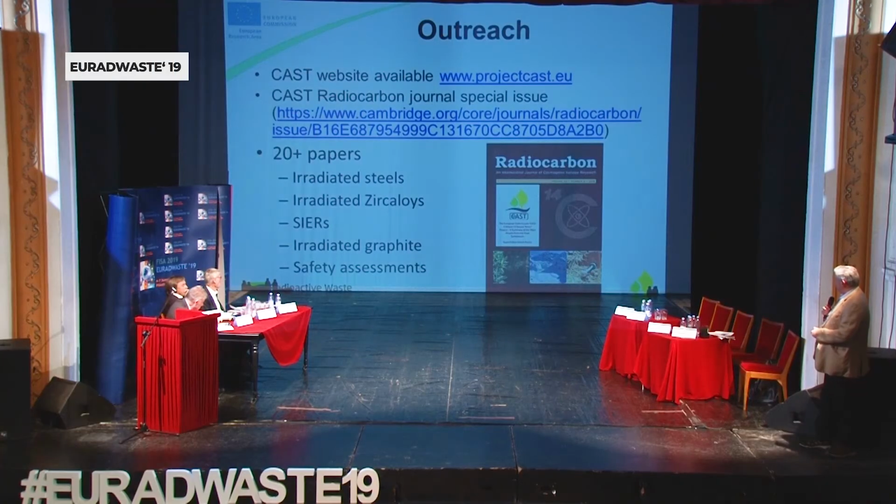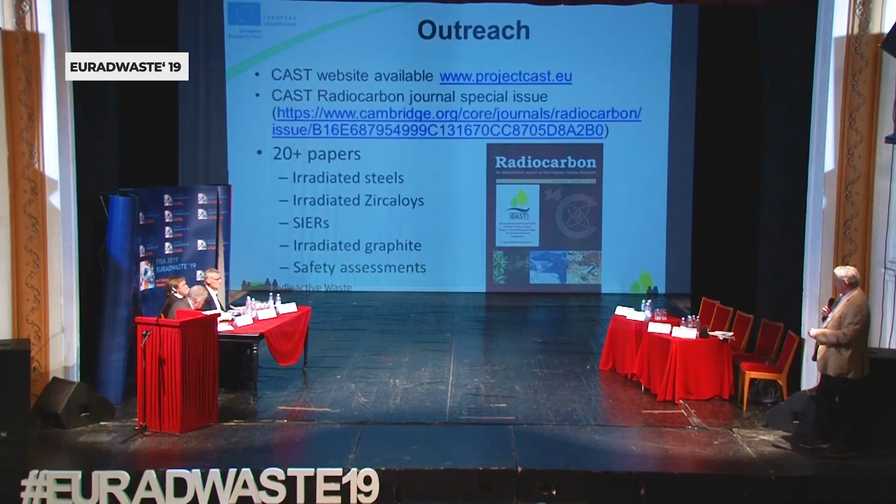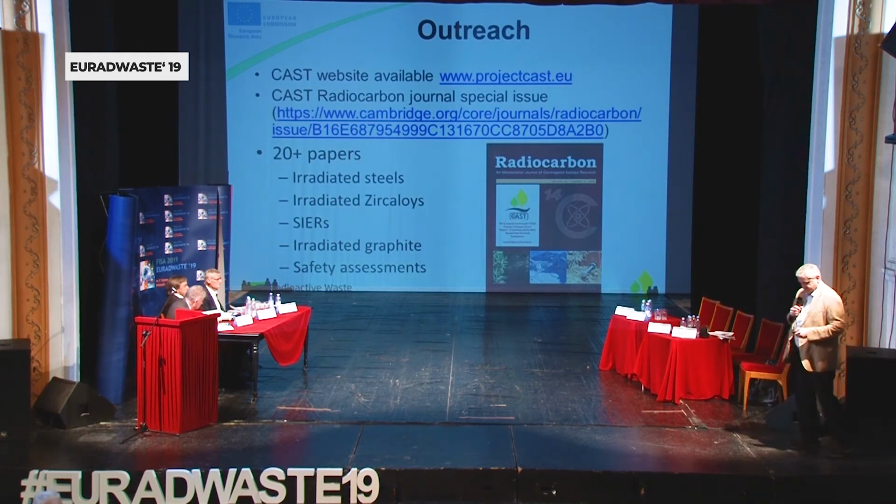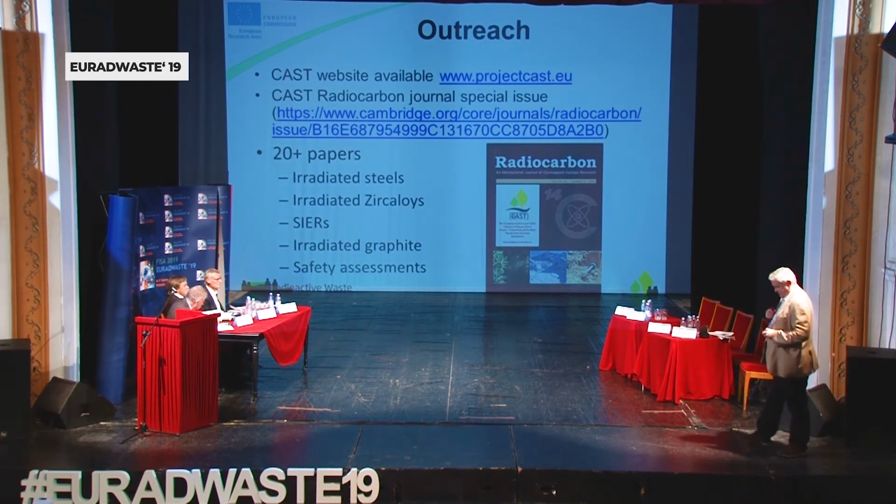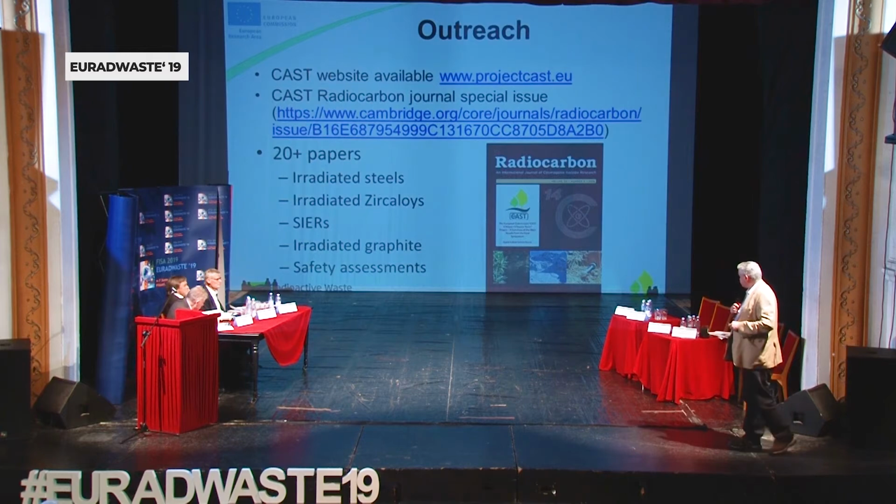It's accessible on this phenomenally long website address, but if you just go to Radiocarbon Journal and look in the archive, you'll find this journal here and all the papers therein. But there are papers looking at steels, zircaloys, spent ion exchange resins, graphite, and also safety assessments in the context of the CAST project, carbon-14.